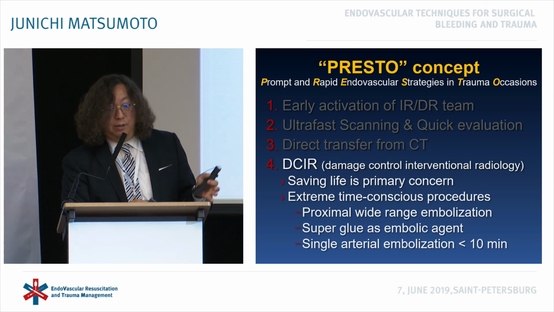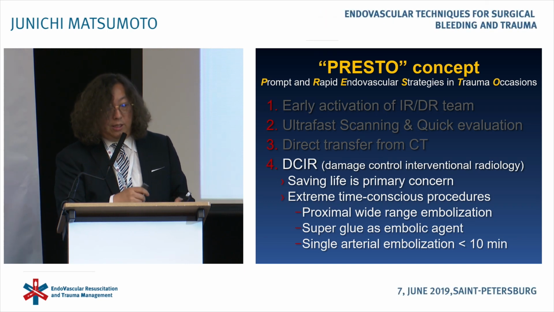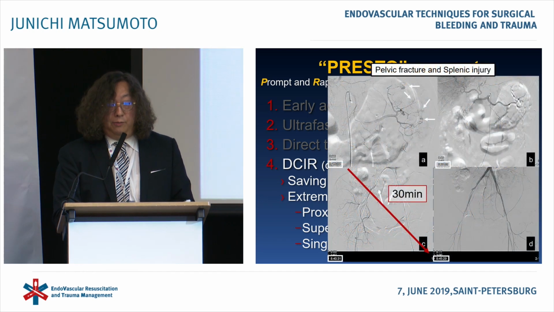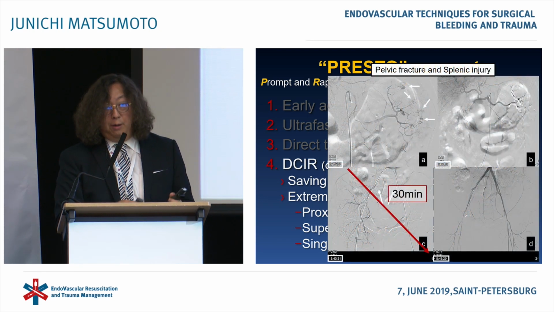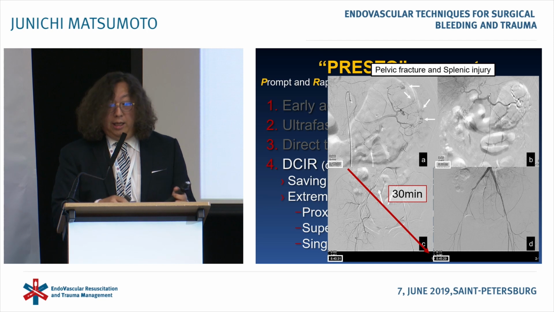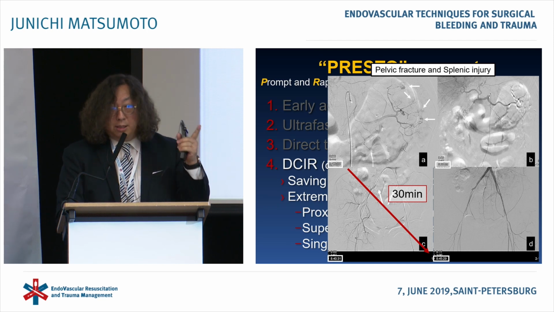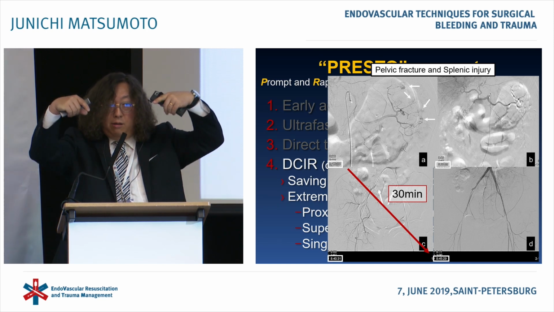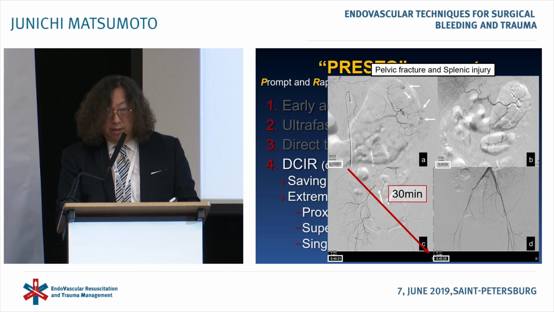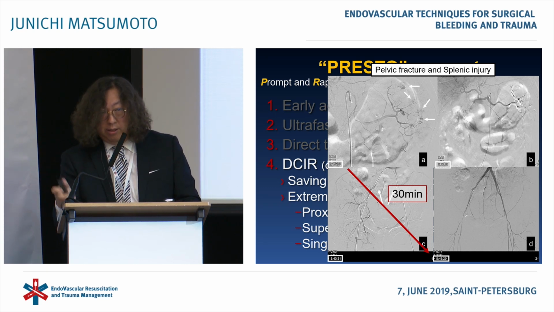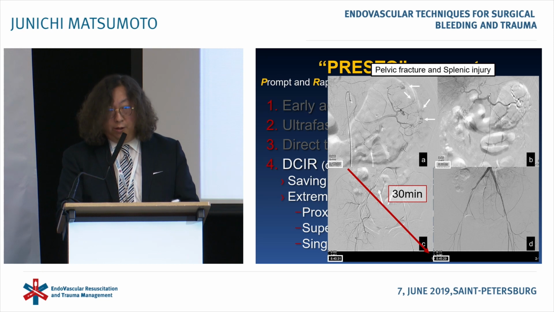In that, the primary concern is saving life, and you have to finish. For example, this is the case with pelvic fracture and splenic injury. In this case, you have to embolize one splenic artery and bilateral internal iliac arteries. So you need to embolize 1, 2, 3 arteries. So you have to finish the whole process in 30 minutes.